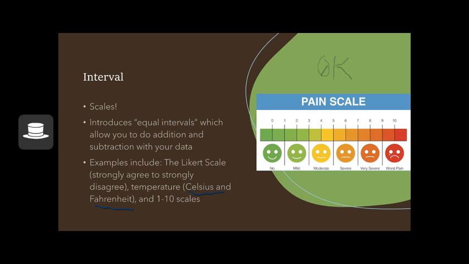1 to 10 scales, temperature, also the Likert scale. You've probably seen this before. Strongly disagree, disagree, neutral, agree, strongly agree. We're assuming that the differences between the categories are equal, so there are equal intervals, right? So that means that you have an interval scale, but there is no zero on that scale, so there's no true zero. So that is the interval scale.